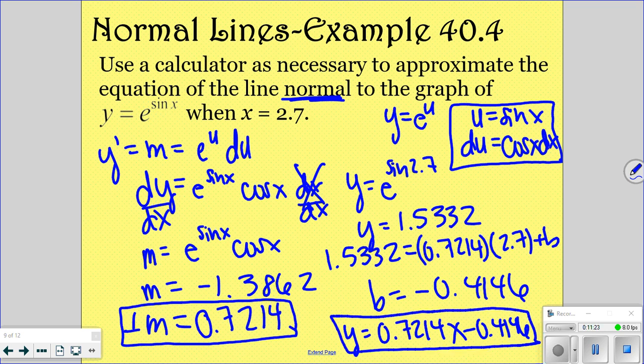Okay, so that's how normal lines work. Again, they're very similar to tangent lines. They are just slightly different because you have to do the perpendicular slope.